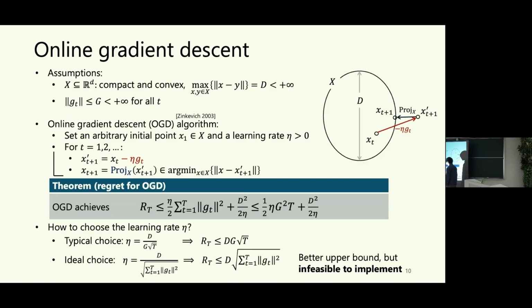One ideal choice is to minimize this one. If we consider minimizing this, the optimal eta would be this one. Then we can get a better upper bound. This is better, especially when the gradient has a smaller norm than the capital Z upper bound. But unfortunately, this is impossible to implement because we don't know the value of the norm of g_t in advance.